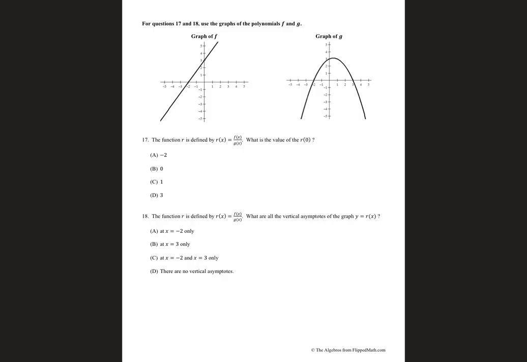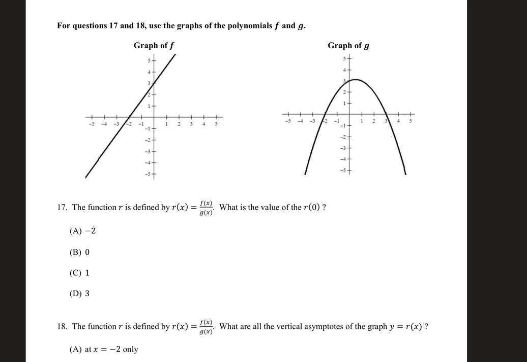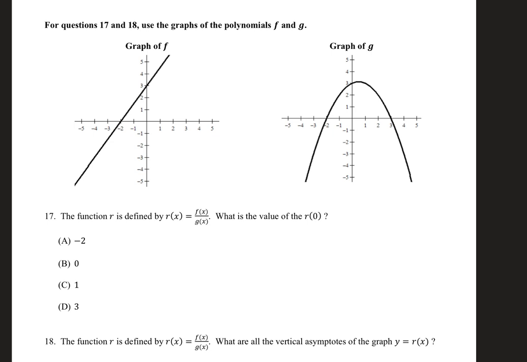Okay, these last examples are using the graphs of f of x and g of x to answer questions. So number 17 says, the function r is defined by f of x over g of x. What's the value of r of 0? So if I wanted to find the exact equations of these, for the linear one, I could, because I have my y-intercept, which is your b, and I could count my slope. This is a rise of 3 and a run of 2. So the equation of f of x could be 3/2 x plus 3.